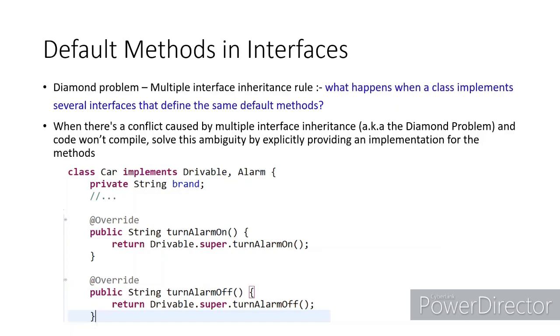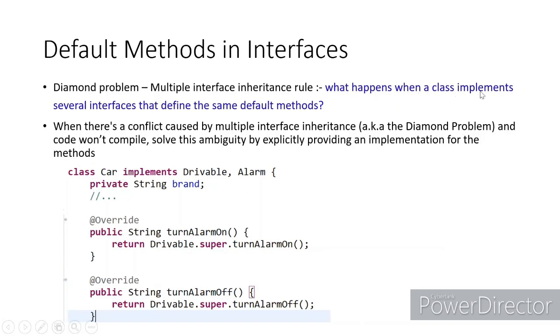It's the same as when you override a method in normal class inheritance in Java. You know that when you override a method, you have the option of providing your own implementation or calling any base class method using the super keyword. Same you can do over here.